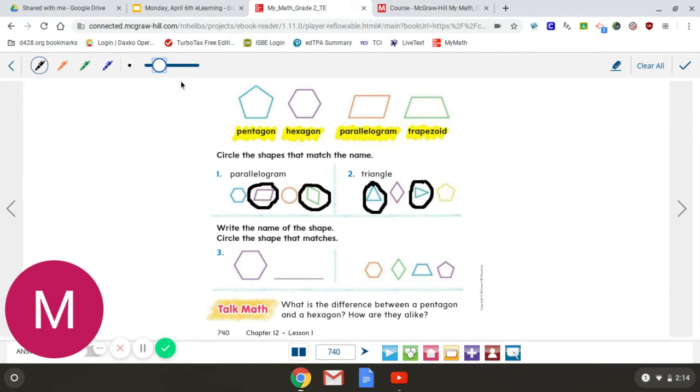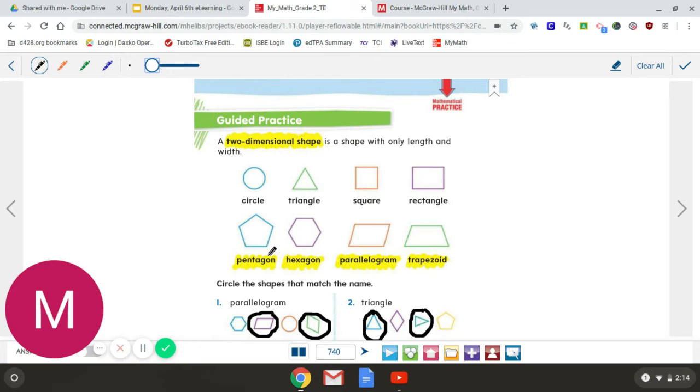Okay? And down here, we're going to write the name of the shape. So if we count up the sides, 1, 2, 3, 4, 5, and 6 sides. If we go up to our examples, can you find the one that has 6 sides?